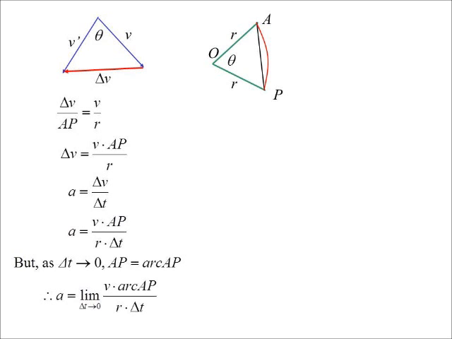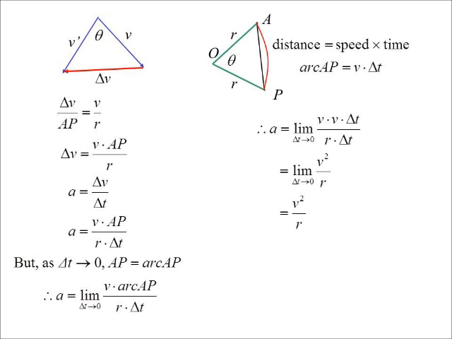So we know that the acceleration will be the limit as delta t approaches zero of v times the arc of AP, so the length of the arc, over r delta t. All right, so distance equals speed times time. So arc AP, which is the distance, will equal v, not r, v times delta t. So if I now sub that in, I now get acceleration is the limit as delta t approaches zero of v times v delta t over r times delta t. Well, the delta t's now cancel, and I simply get v squared on r. Well, there's nowhere to substitute in the delta t now, because this is just going to be a constant, and we get the lovely formula, acceleration is v squared on r.